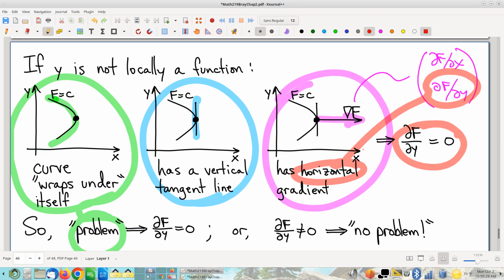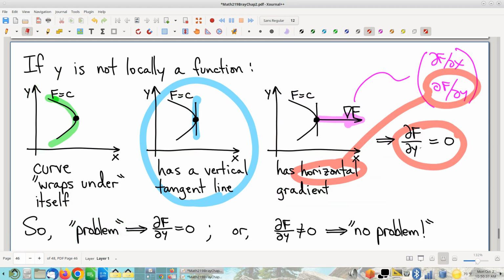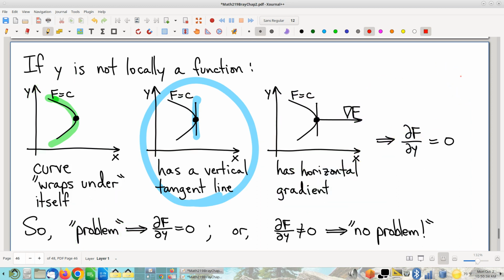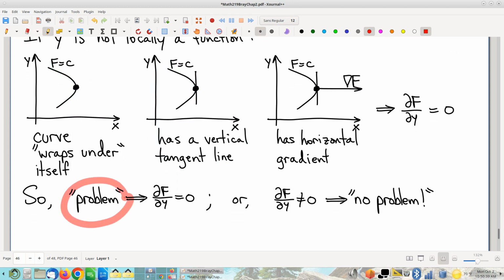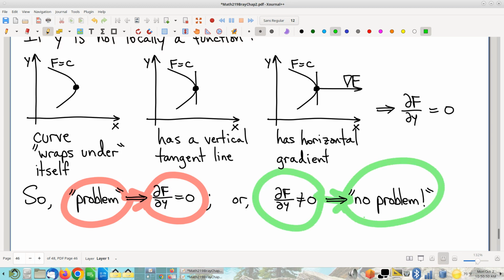All right, so now I'm going to do another contrapositive move. If a problem means that the y partial is equal to 0, well, then in any situation where the y partial is not 0, you couldn't possibly have a problem. Does that make sense to everybody? Contrapositive is a really nice, really important idea to have comfortably digested in your mind. It comes up and is useful in a lot of situations, such as this one.